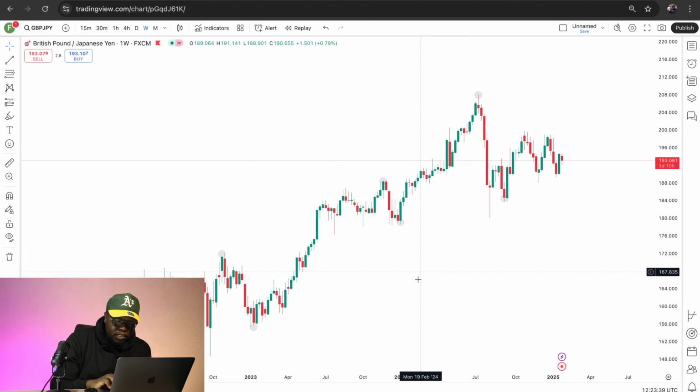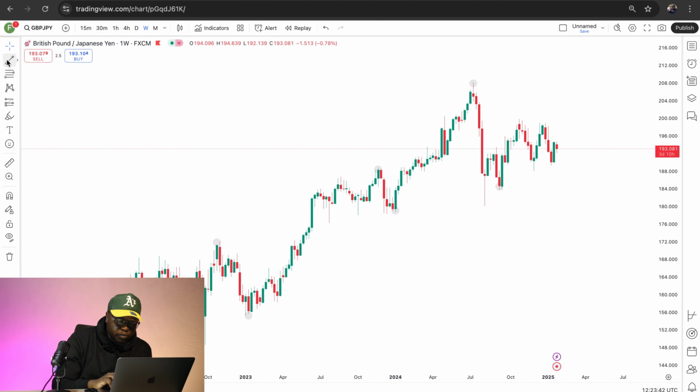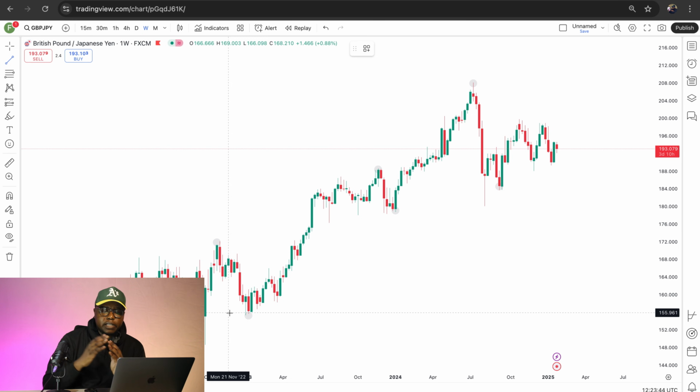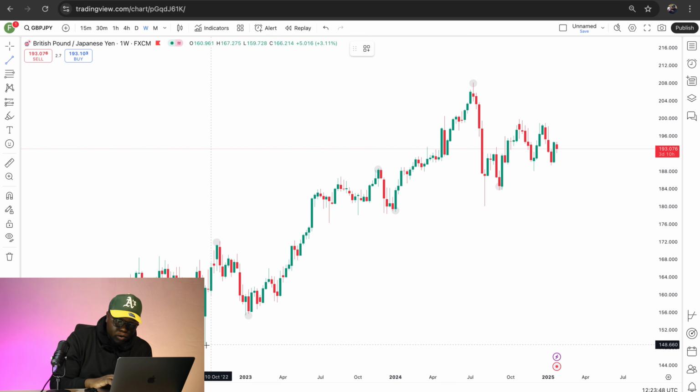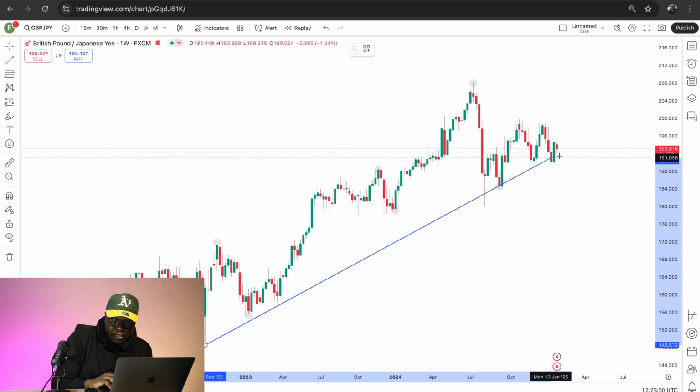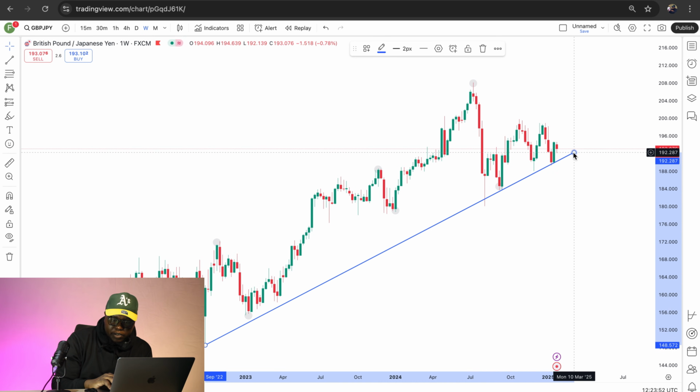So without further ado, let us draw our trend line starting from the low point, since we are identifying the market that's trending to the upside. So we're actually going to start from the lowest point to the highest point, which is this particular point here.